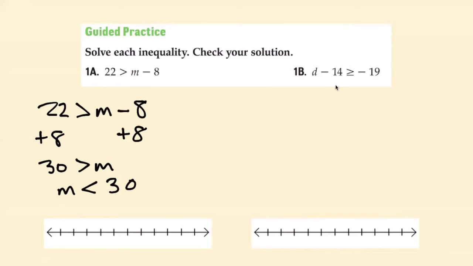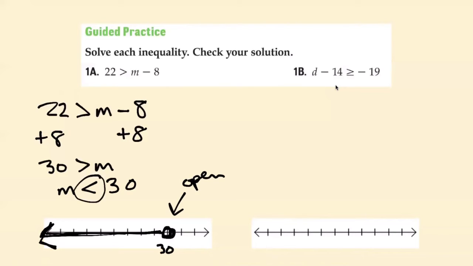So if m is less than 30, I could say we can make this 30 right here, okay? And then I'll put a circle around it. And then if it's less than 30, it's going to be all the values going this way towards negative infinity from 30, but not including 30. So I'm going to leave it open. So it stays open in this case because of the way the sign is. So the rule is if you have this or this, your dot stays open. If you have this or this, your dot is closed.